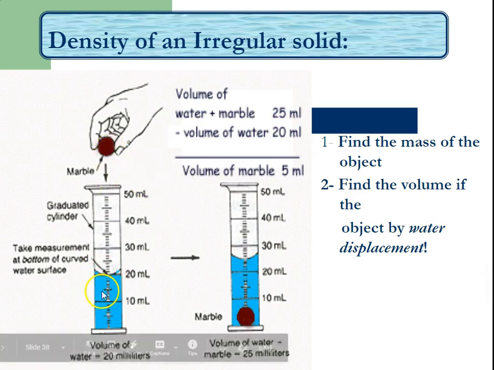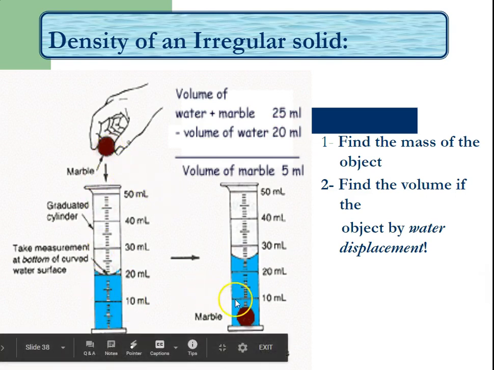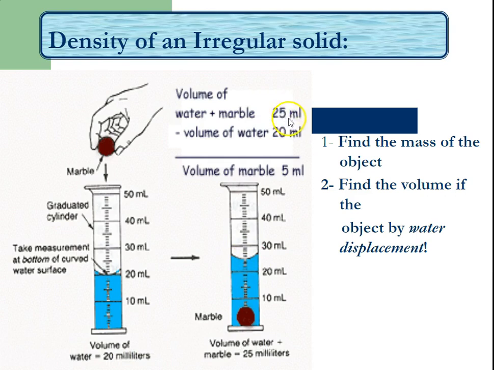You drop that marble in there or whatever it is you're measuring, and that water is going to move up some because the water is going to get displaced because this marble is taking up some of that space. So in this case, the water looks like it went up to 25 milliliters. Well, you would just take the difference between those two numbers and say, okay, the volume is 5 milliliters. So you get the mass from the balance, the volume you would get from a displacement test, you could do the division, and then you can get the density of whatever that object is.